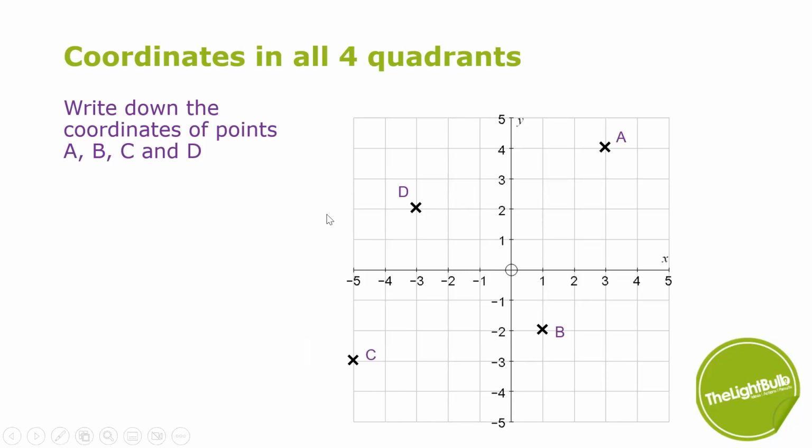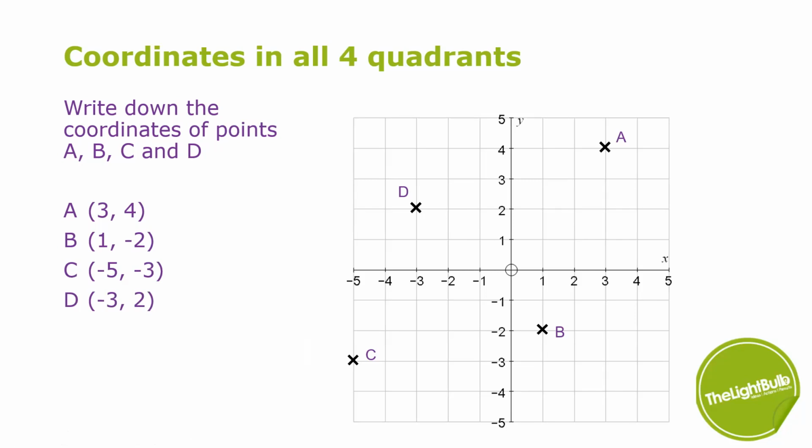Okay, so position A is 3, 4. Coordinate B is 1, minus 2. Coordinate C is minus 5, minus 3. And finally, coordinate D, minus 3, 2. If you're happy with that, great stuff. Well done. You're ready to move on.